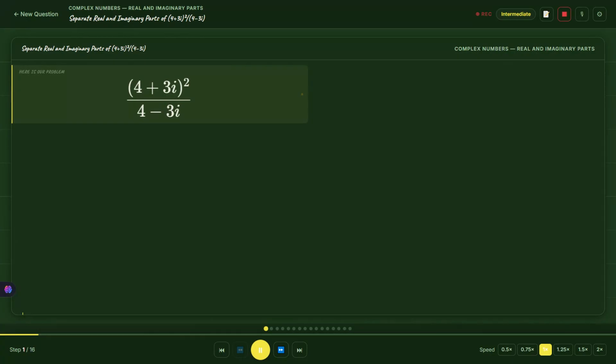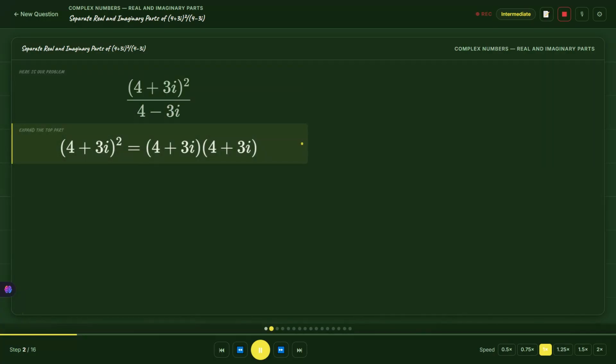Here is our problem. We need to find the real part and the imaginary part of this big fraction. Let's go nice and slow, one small step at a time. Let's start with the top part. When we see the little 2 up there, it means we times the bracket by itself. So (4 + 3i) times (4 + 3i).